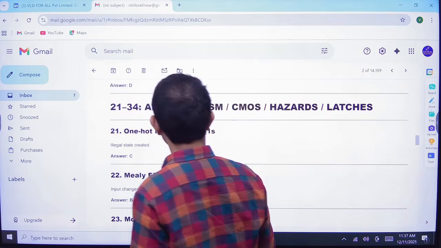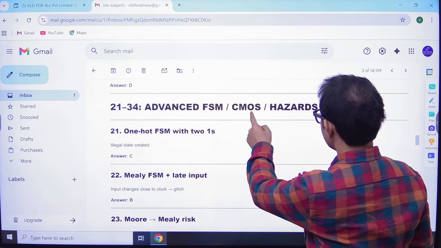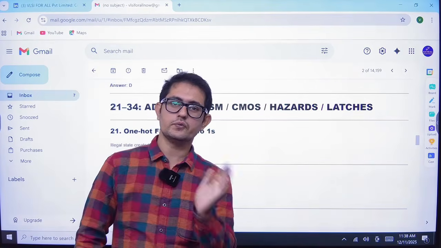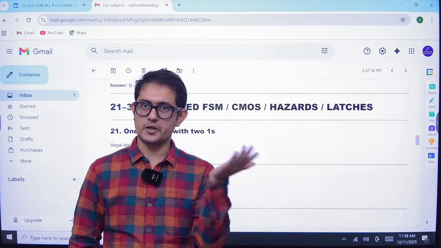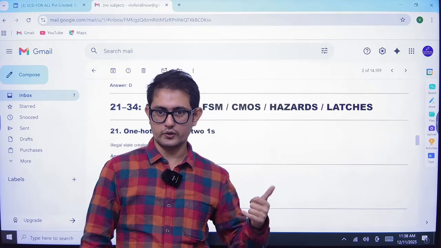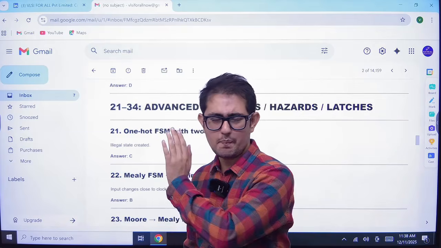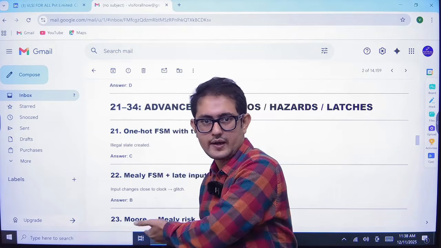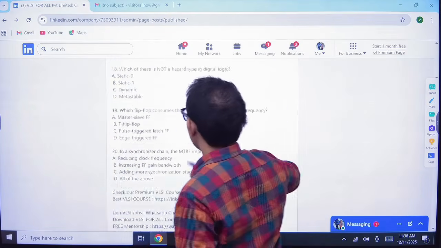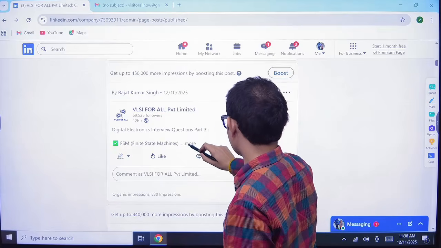So we have the next part. In the third part, we will discuss the advanced questions of FSM, CMOS, hazards and latches. These are important topics. In the coming weeks, we are going to upload the combinational and sequential questions also, followed by the video of the solutions, right? So here we have covered mostly the theoretical part. In part 5 of this video, we will discuss some of the numericals also, right? So going to part 3. Part 3 is here.